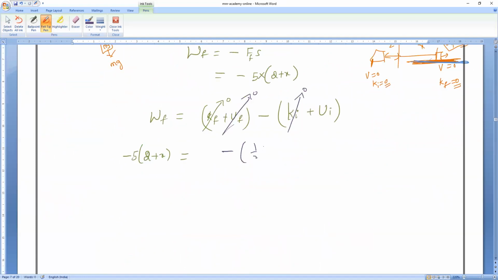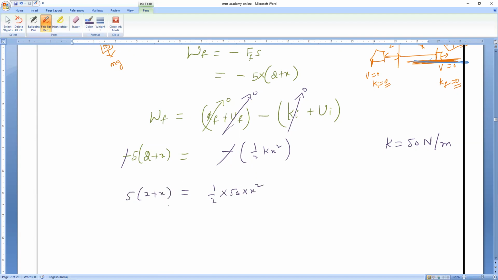Minus of half kx square. So both the sides minus will get cancelled. And the k value they have given, how much is it? 50 Newton per meter. So half into 50 into x square is equal to 5 into 2 plus x.